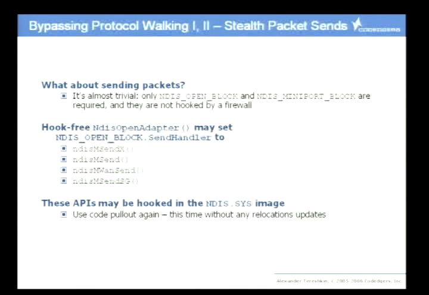By the way, these APIs may be hooked in the NDIS image, so it's a good idea to use code pullout again. But we may not change any relocations because we will use the original NDIS code.